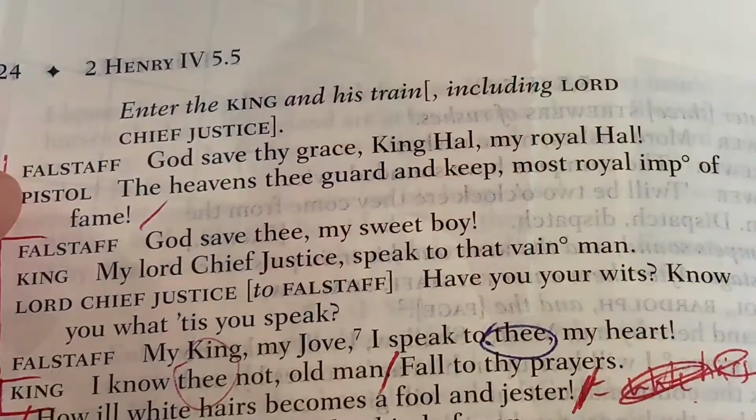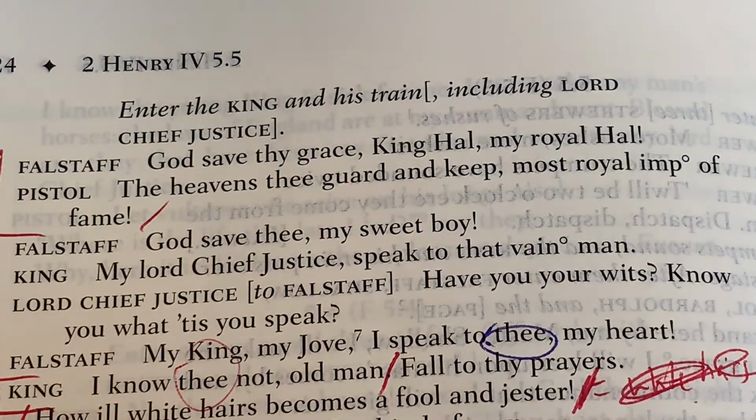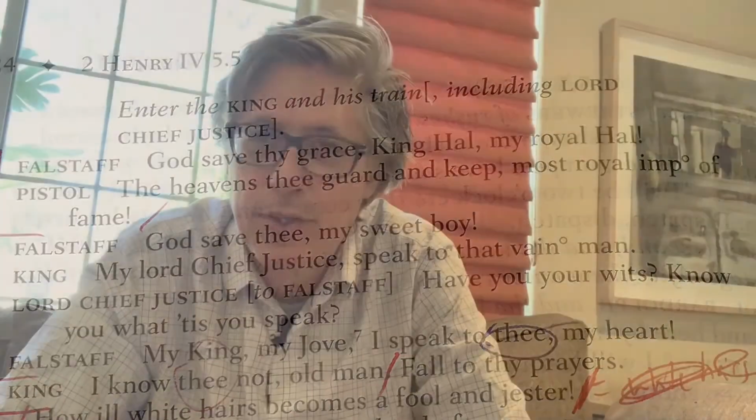Falstaff is completely excited. He's eager to cash in on his buddy's fortune and reap further rewards now that his drinking buddy is king. So the king's party is passing. It's the coronation. Falstaff: God save thy grace, King Hal, my royal Hal. Pistol: The heavens thee guard and keep, most royal imp of fame. Imp meaning offspring of fame. Pistol is so funny. All bombast, parodies of theatrical discourses, while Falstaff seems more heartfelt, excited, expectant, manipulative.